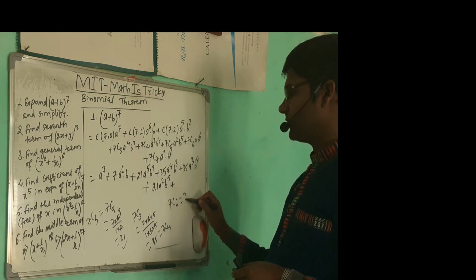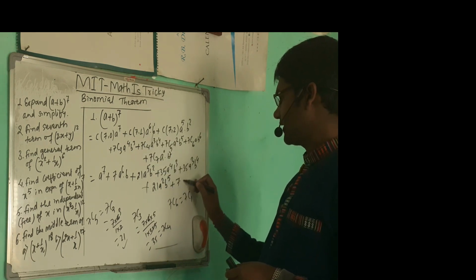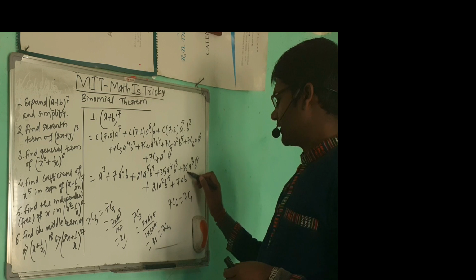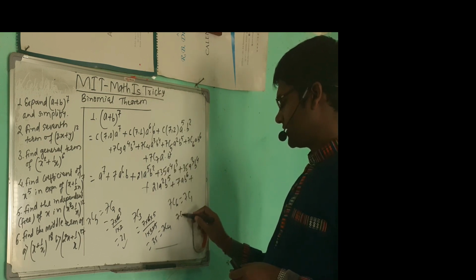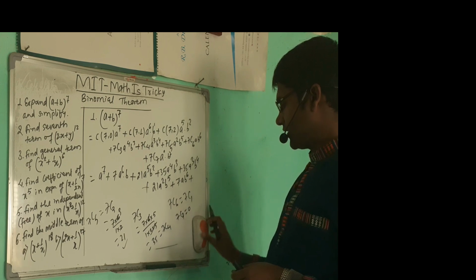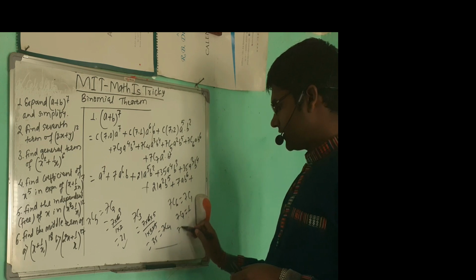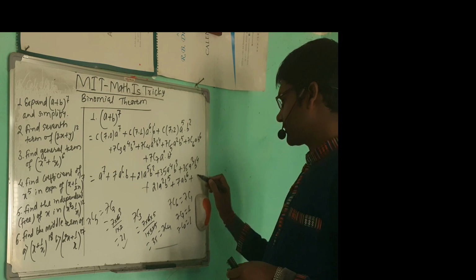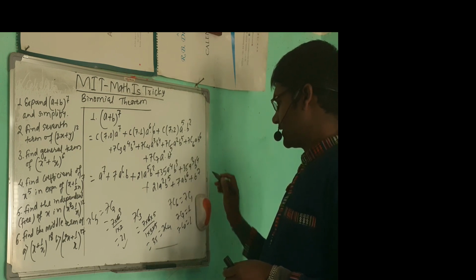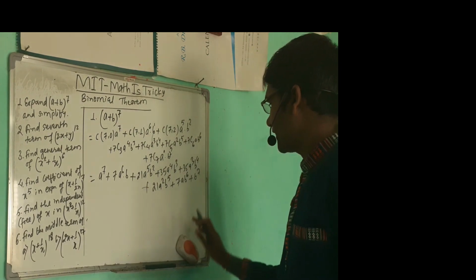Now 7c6 equals 7c1, so it is simply 7, so 7 a into b power 6. At last it will be 7c7 equals 1, and also 7c0 equals 1, so it is simply 1, so it is b power 7. Now note down. So as I told you, this is our final answer.